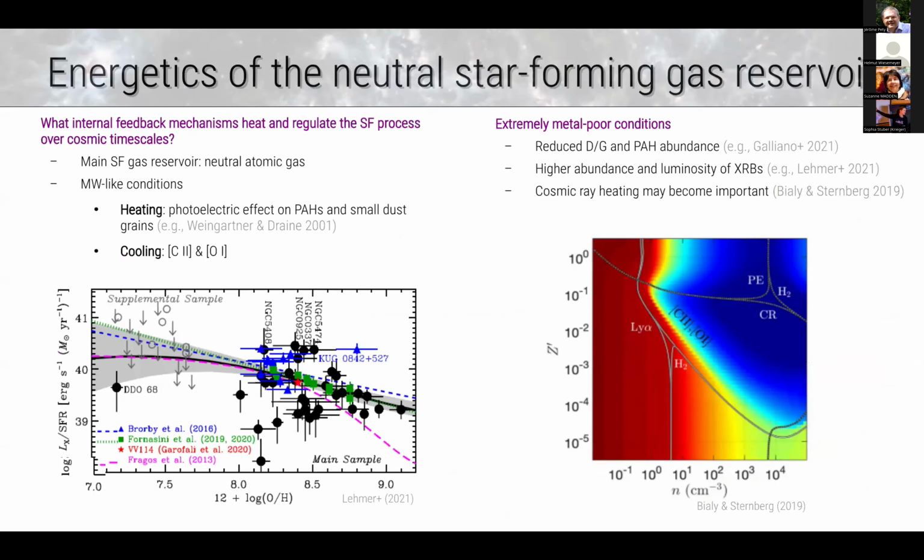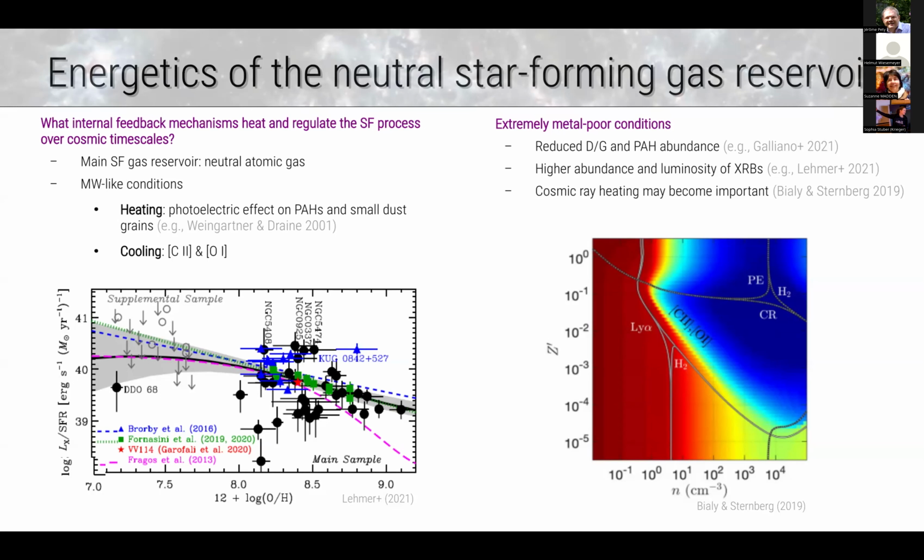And the second thing I wanted to mention is the energetics of the neutral star-forming gas reservoir. The question here is what internal feedback mechanisms hit and regulate the star formation process over cosmic timescales. The main star-forming gas reservoir in galaxies is the neutral atomic gas, and in Milky Way-like conditions for solar-like metallicities, the heating of that gas is going to be dominated by the photoelectric effect on the PAHs and very small dust grains, and the cooling will be dominated by C II and O I.